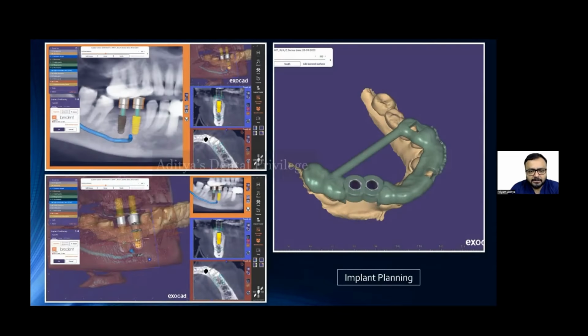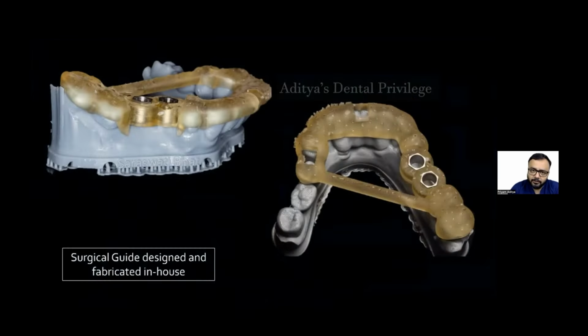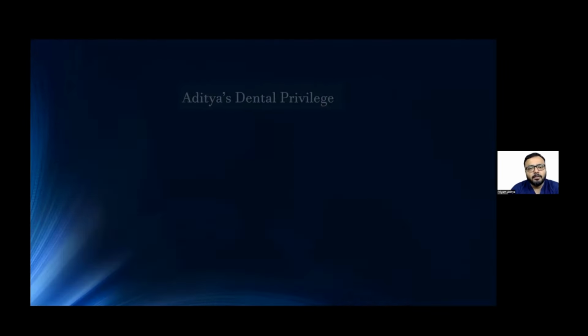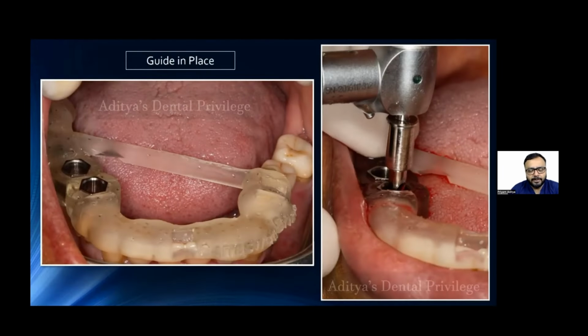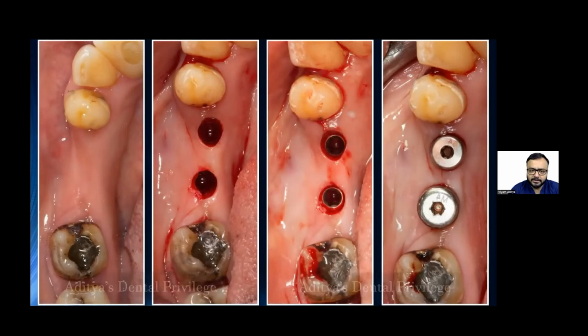So we did guided planning, for which we had to use an intraoral scanner to scan. We shifted the data to the planning software with the data of the CBCT and the data from the intraoral scanner. We stitched everything together, and from there we fabricated the guide that you can see on your screens. Post that, we autoclave the guide, place it in the mouth, and go ahead and do the surgery. You can see on the screen, the first is the pre-op, the second image is the tissue punch, the third is the implant placed, and the fourth is the healing abutment.